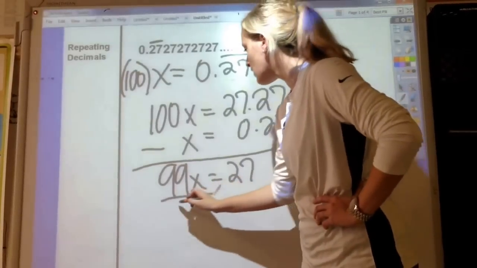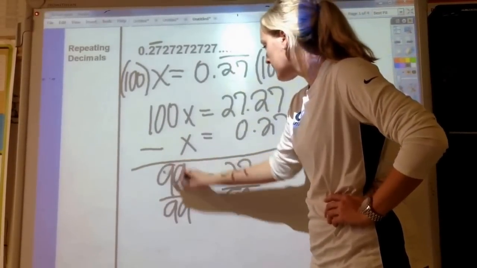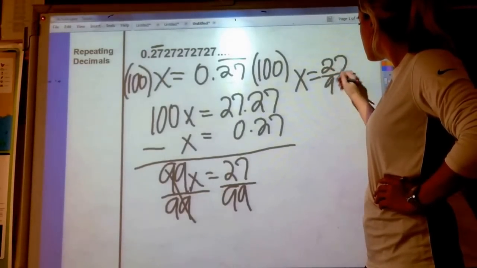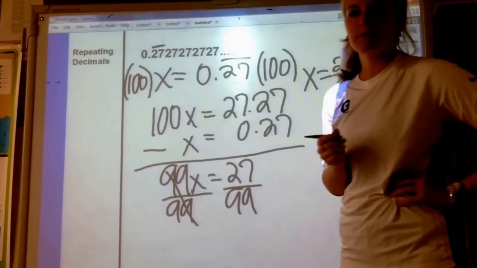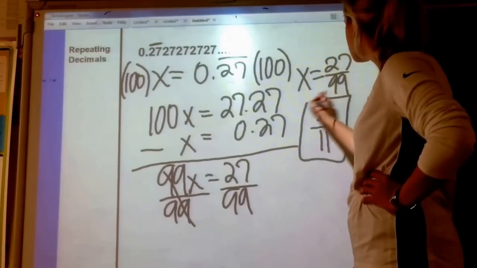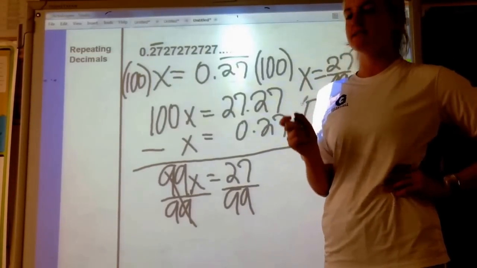My last step is to solve for x. So I divide both sides by 99. And that gives me x equals 27/99. And then of course you know that this can be reduced down to 3/11. So 3/11 is my final answer. And remember, getting a fraction is the whole point of this exercise.